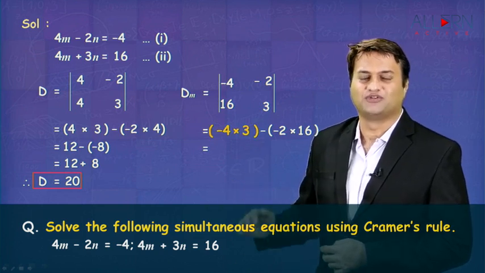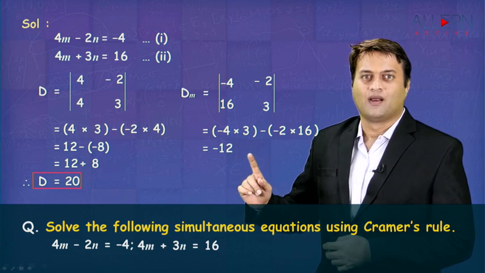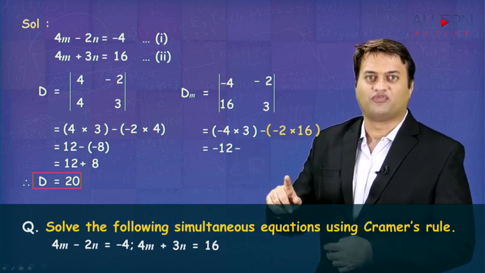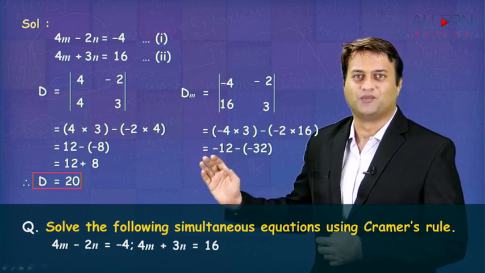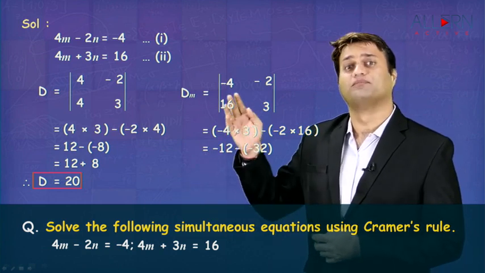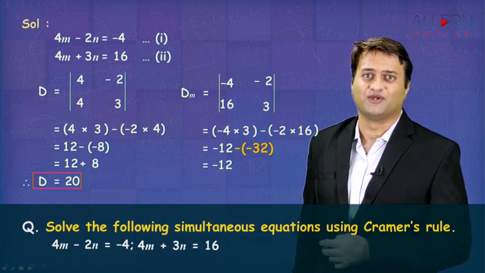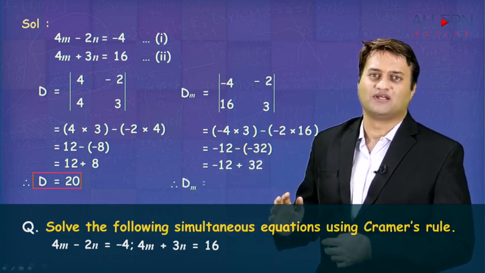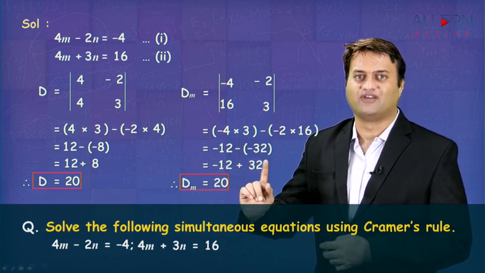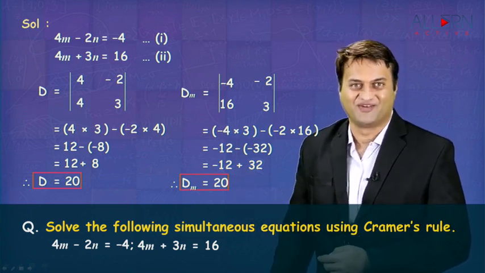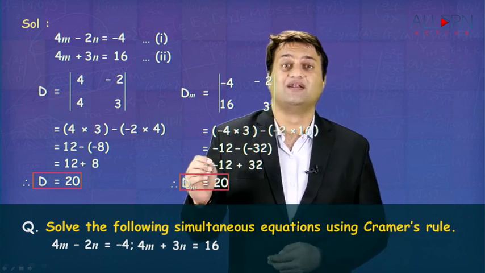Minus 4 into 3 is minus 12. Minus of minus 16 into 2, that's minus 32. So it's minus 12 minus of minus 32, that's plus 32. Minus 12 plus 32 is plus 20 because the bigger number is having a positive sign. So it's plus 20, right? D is done, Dm is done.